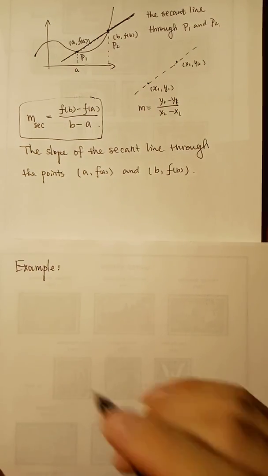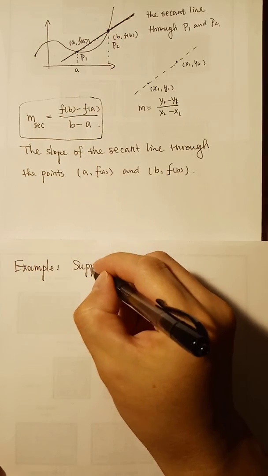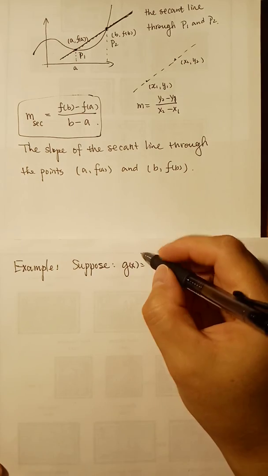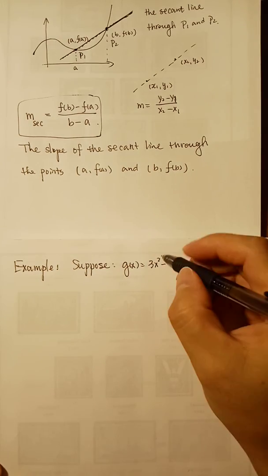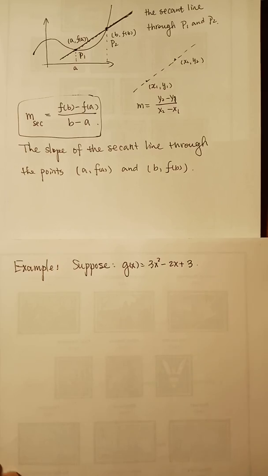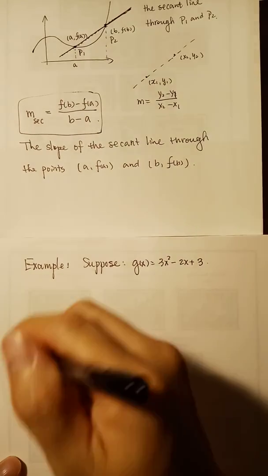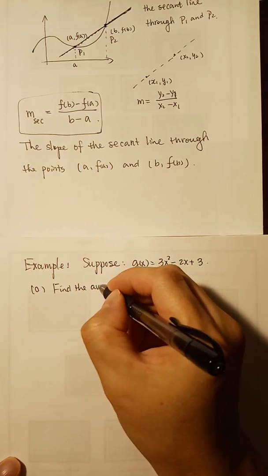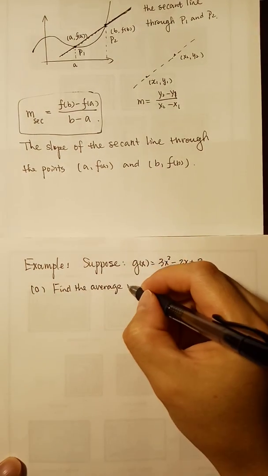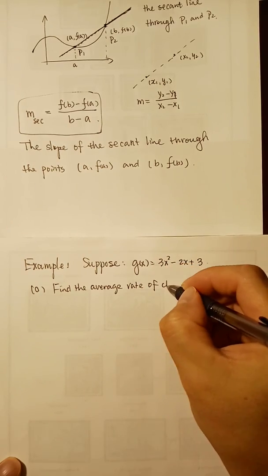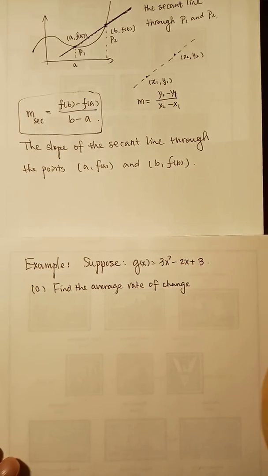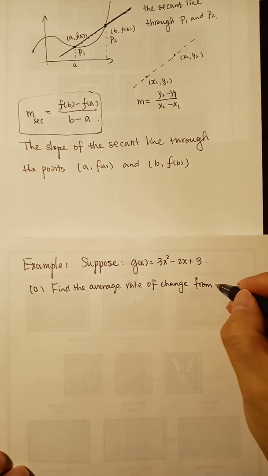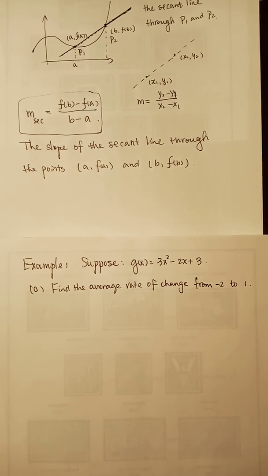The example is the following. Suppose g of x is 3x squared minus 2x plus 3. This is g of x, one function. The first question: find the average rate of change from negative 2 to 1. Okay, from a to b.